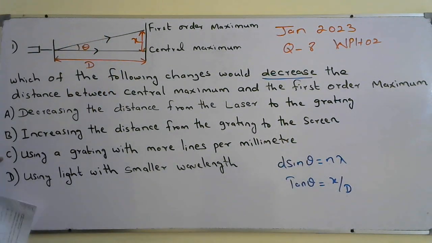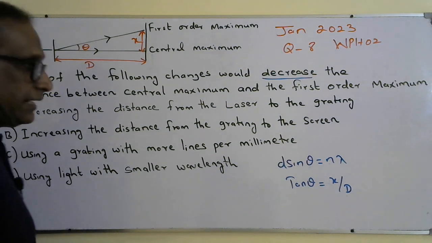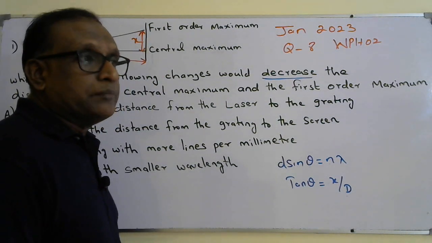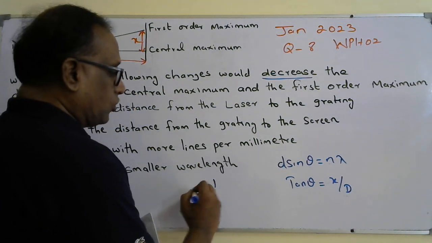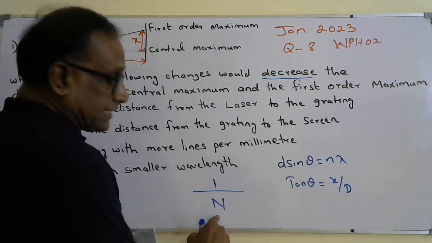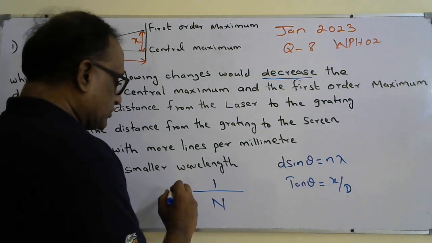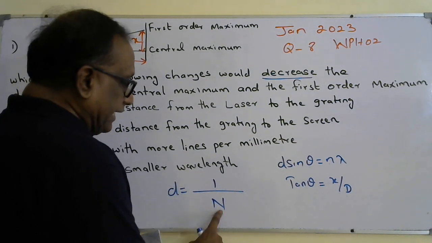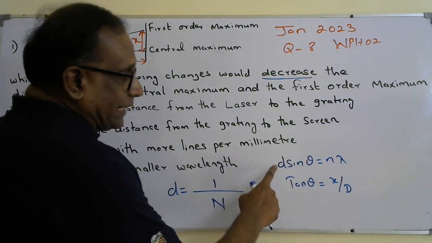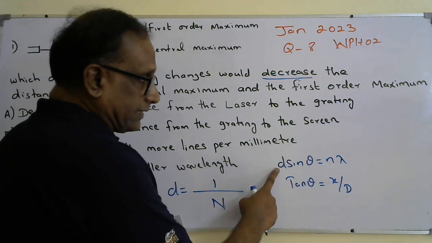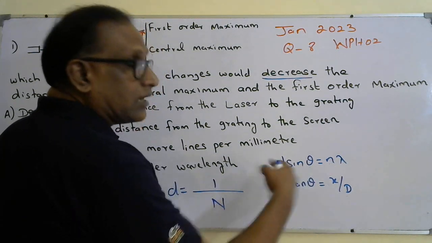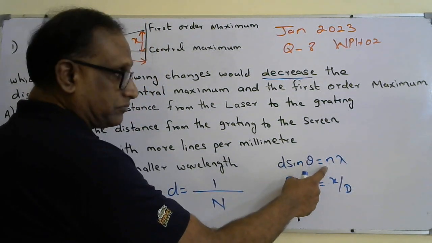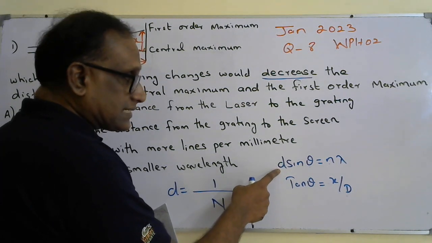Answer C, using a grating with more lines per millimeter. I just now explained, if the number of lines per millimeter increases, we calculate d by 1 over n, where n stands for the number of lines per millimeter. So when n increases, d will decrease. When d decreases, for a given order of bright band, what will happen?